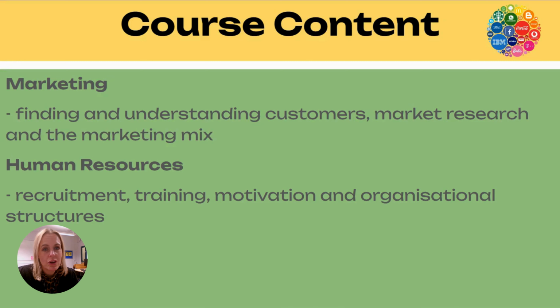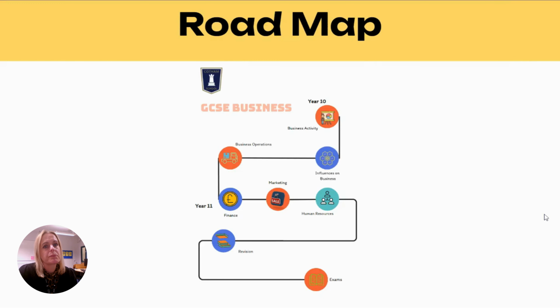And then our last unit of work will be looking at the human resources function of a business. So how businesses recruit workers, how they train them, and then once they've employed them, how they make sure their workers are happy and motivated and being productive. And we'll also look at how workers are arranged within businesses. So, for example, learning about hierarchy and matrix structures and what a line manager and a subordinate is.